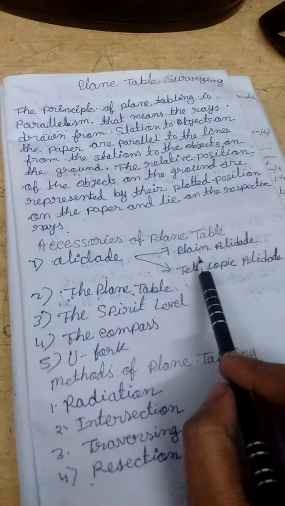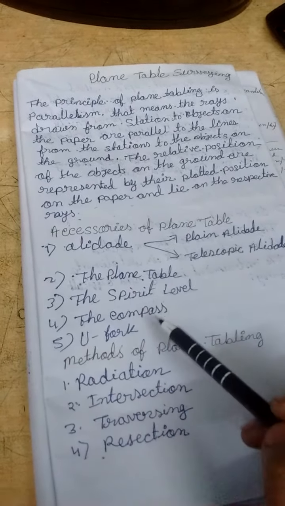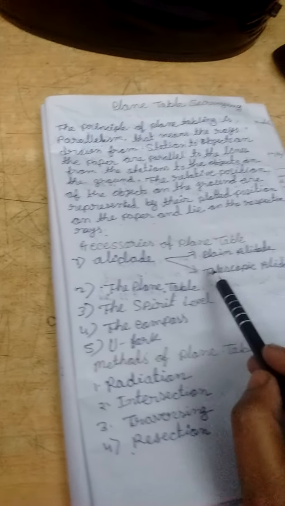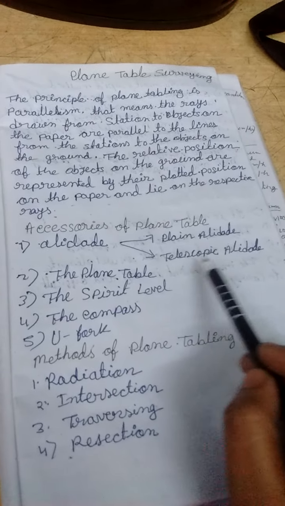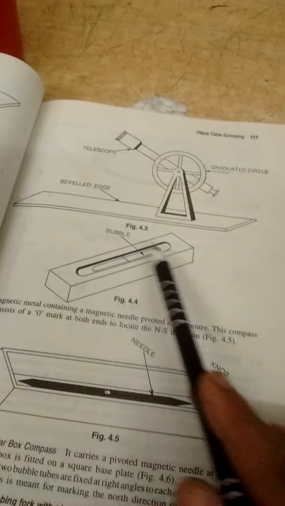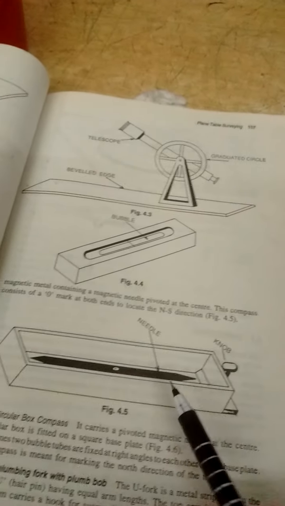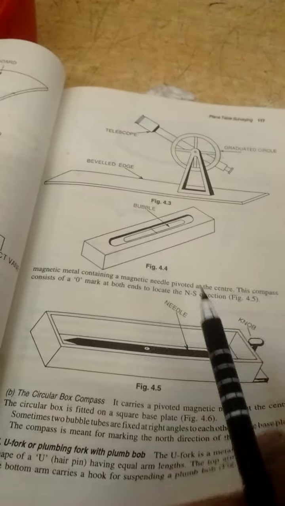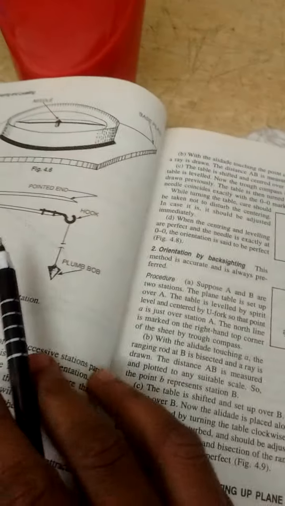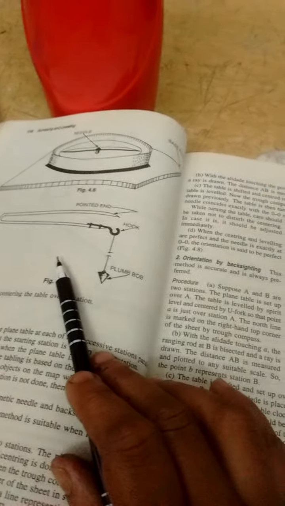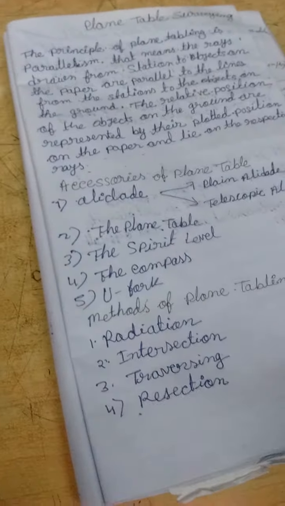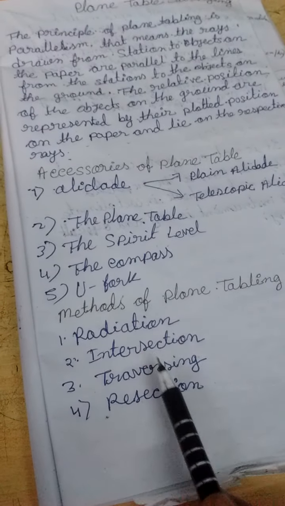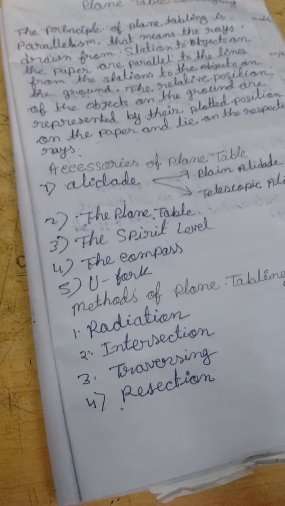The accessories of the plane table are alidade, plane table, spirit level, compass and U-frog. Alidade is of two types: plane alidade and telescopic alidade. We can see this type of plane alidade, and this is the telescopic alidade, and this is the compass. Okay, compass like this, and we are using the U-frog, and this is like a U-frog. Okay, and then we study the methods of plane table: radiation, intersection, traversing and resection.